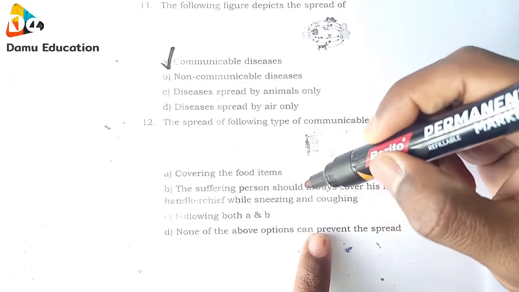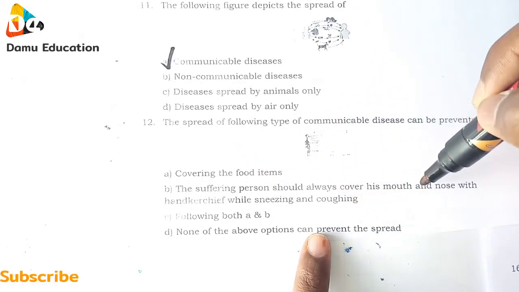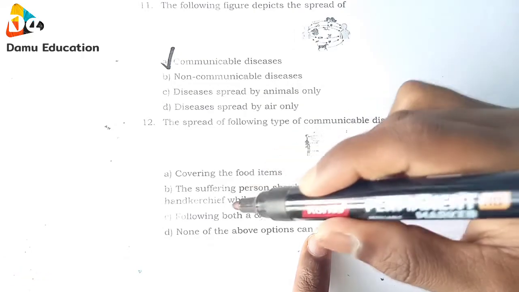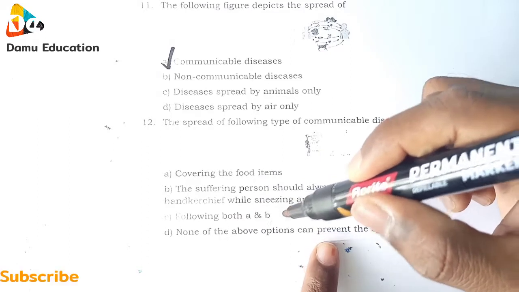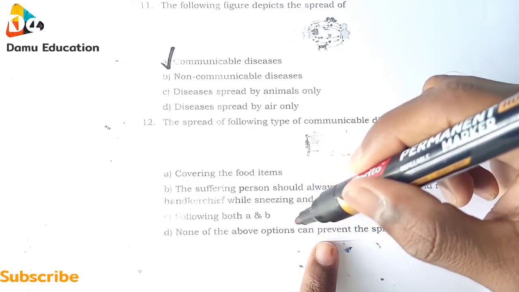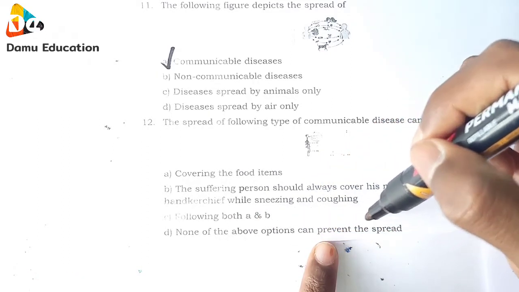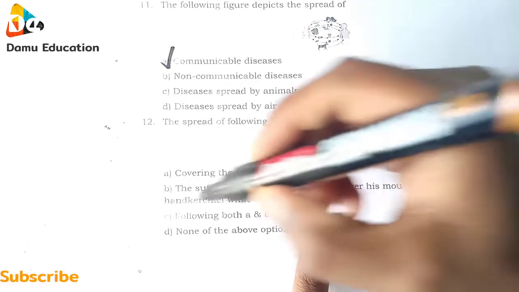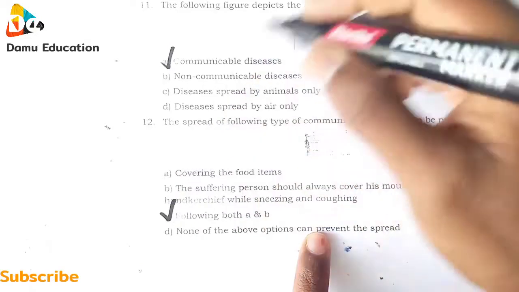The suffering person should always cover his mouth and nose with a handkerchief while sneezing and coughing. C, following both A and B. D, none of the above options can prevent the spread. So we know the 12th one is C, both A and B. So you can select covering the food items, everything.